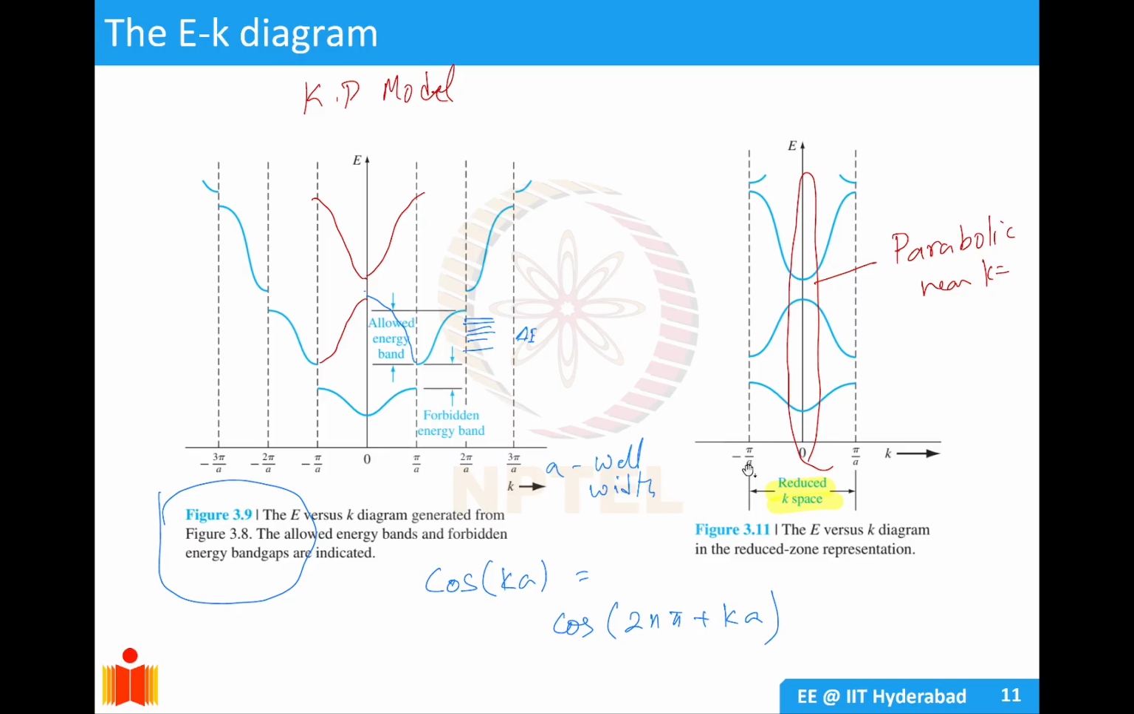So this minus pi by a to pi by a is called reduced k space, and you can have all the energy levels in this state. You can see there is some gap between the energy levels, between each individual energy level, and that is called the forbidden energy gap. So there are no electron states in these levels.